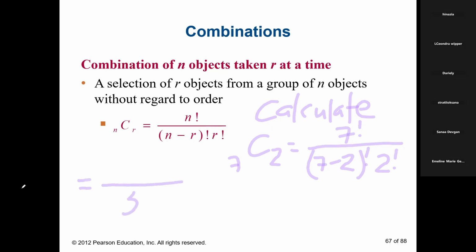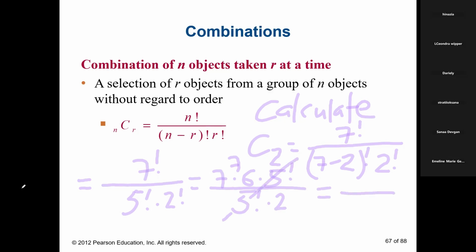So here you get 5 factorial below, because 7 minus 2 is 5, over 7 factorial. Take the 7 factorial, you go all the way down, then you stop at 5. 2 factorial is always 2. And cancel this thing here. So that's 7 times 6 over 2. 42 over 2 is 21. So 7C2 is what? 41? It's 21. Is this clear? Yes.